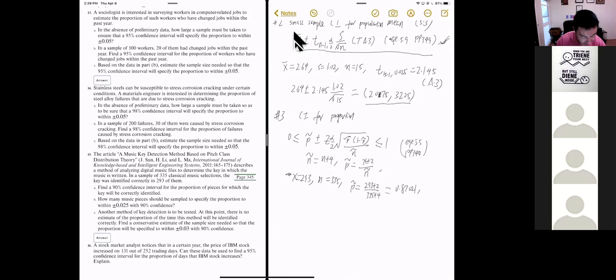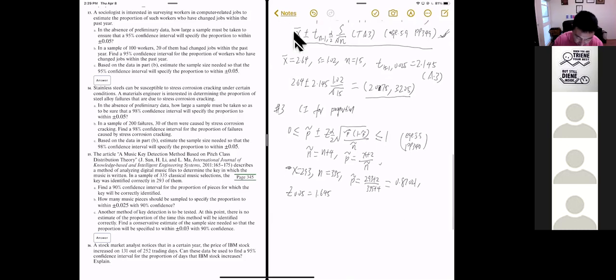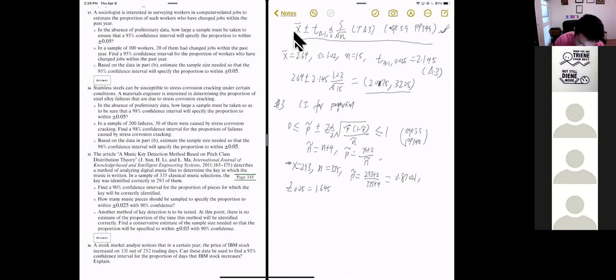Okay. For the 90% confidence interval, Z half alpha is Z 0.05. Half alpha is 0.05. From table 8.2, that's 1.645. Then we can just plug the numbers into the equation here.